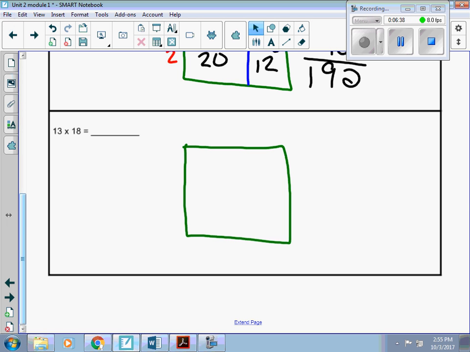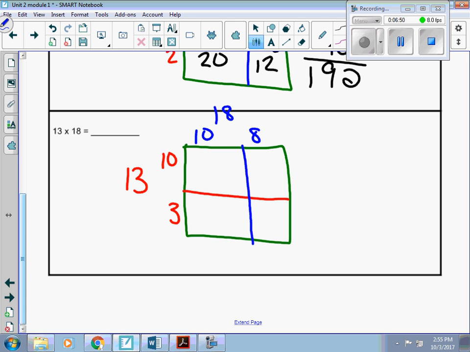So we should be getting pretty comfortable at setting up and splitting up our numbers. 13 splits up into 10 and 3. And 18 would split up into 10 and 8. And on top I have the 10. And on top of the first column I have another 10. So 10 times 10 is 100. And on top of the second one I have an 8. So 10 times 8 is 80.